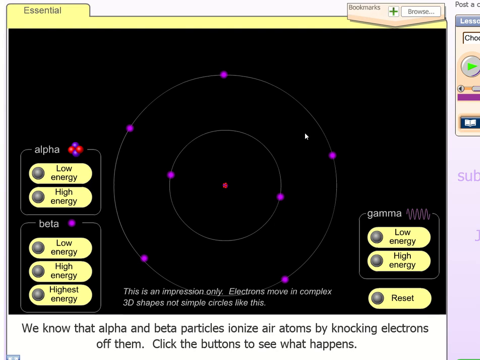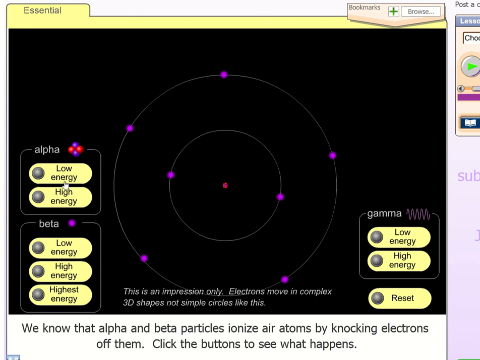Here we have our model of an atom. Again, it's not to scale, and it's only a representation. In the middle, we have our nucleus, and around the edge in shells, we have our electrons. Our electrons aren't shown to be moving, and this wouldn't be the case in real life. They would be moving fast.